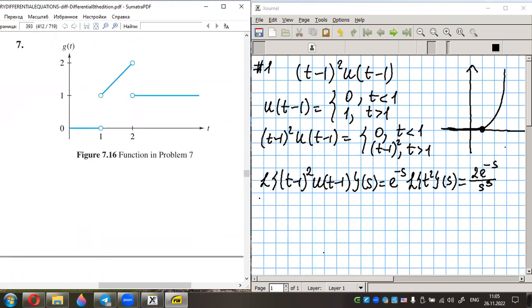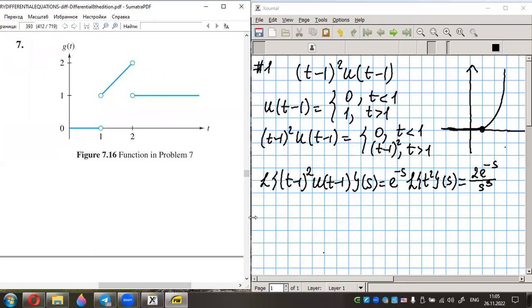Okay. Could you please again explain the last row? I mean, when you found the Laplace. The very first problem, the last row. I mean, the last part of the solution.